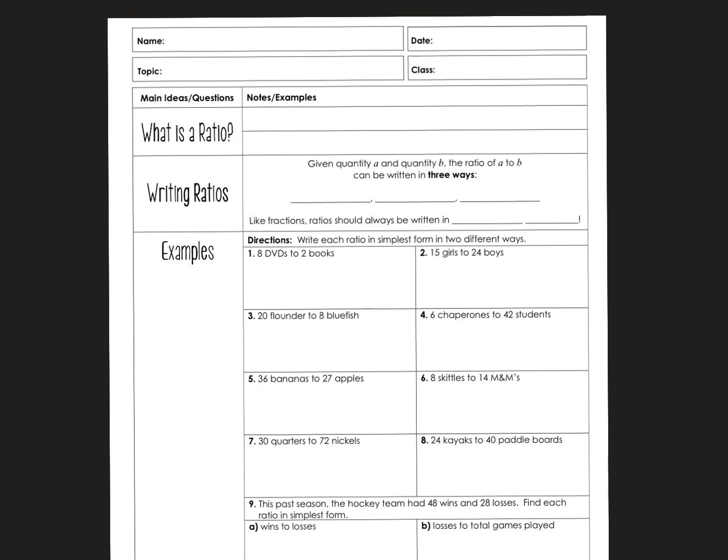Okay, in this video, we're going to talk about what a ratio is. A ratio is a comparison of two values. When writing ratios, there are three ways to write a ratio. They're all pronounced the same: A to B, A to B, and A to B as a fraction. Like fractions, ratios should always be written in simplest form.